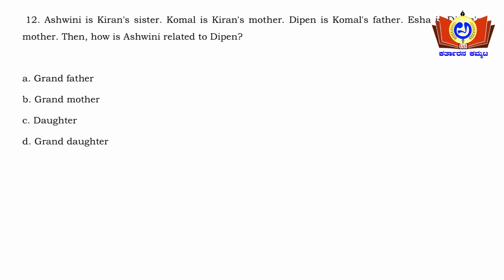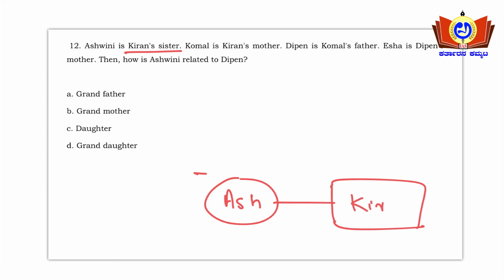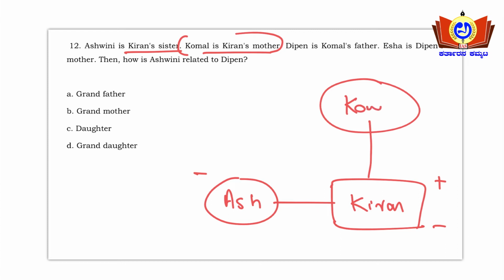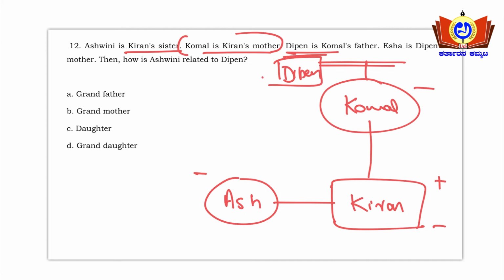Moving on to the next question, Ashwini is Kiran's sister here. So Ashwini is Kiran's sister here. Kiran I'll be writing here, I don't know whether it is male or female here. Komal is Kiran's mother here. Deepen is Komal's father here, plus mark here. Isha is Deepen's mother here.